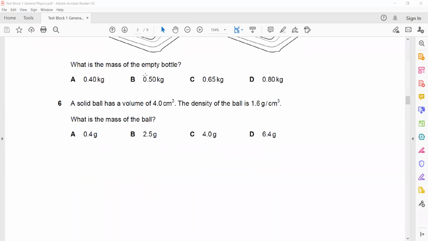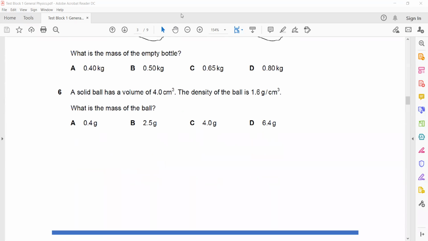A solid ball has a volume of 4 centimeter cube and the density is 1.6. What's the mass? Density is mass over volume, so mass is density multiplied by volume. So density is 1.6 multiplied by 4. So 1.6 multiplied by 4, you will get 6.4 grams. D is the right answer.